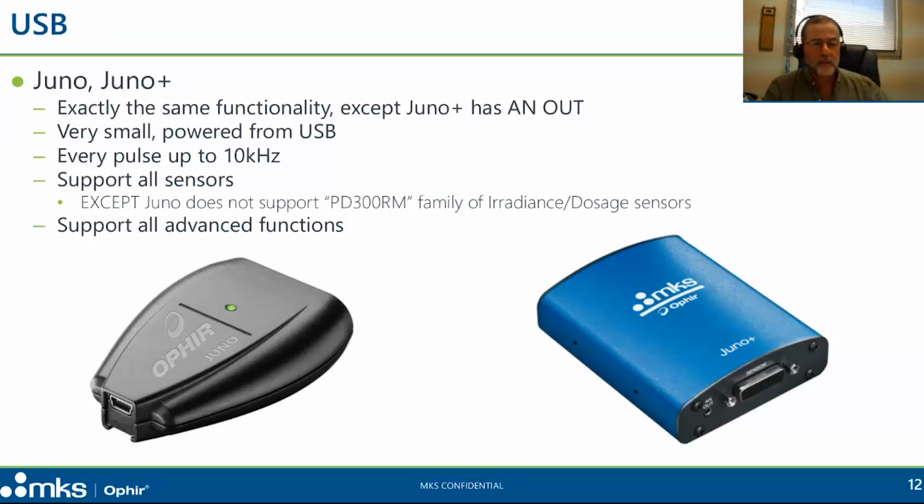When measuring energy per pulse for a pulsed beam with an energy sensor, a pyro sensor, both of them can capture and measure every pulse at up to 10 kilohertz. They support all Ophir sensor families except one: the Juno does not support our family of irradiance and dosage sensors. If you don't know what I'm talking about, it means you don't need them. But other than that, they support everything, and they support all the most advanced functions that we keep on developing as the years go by.